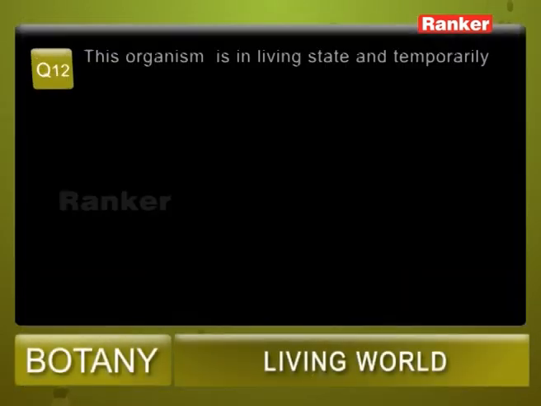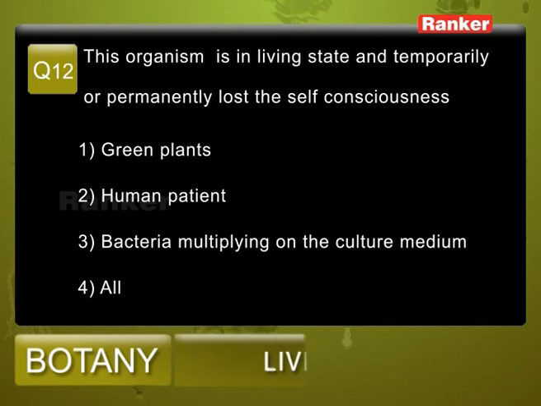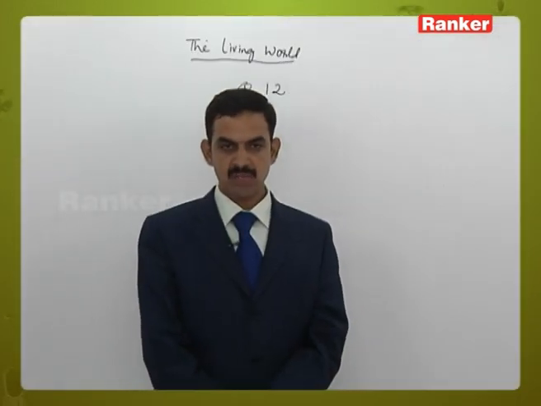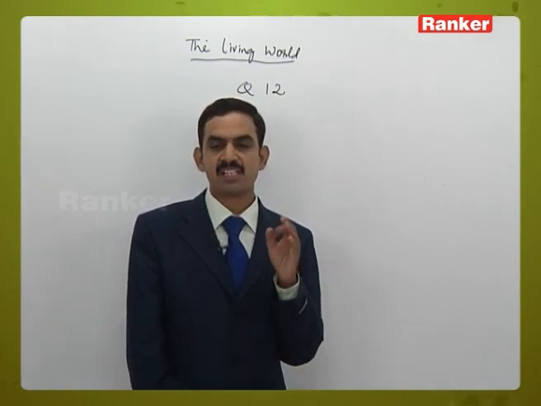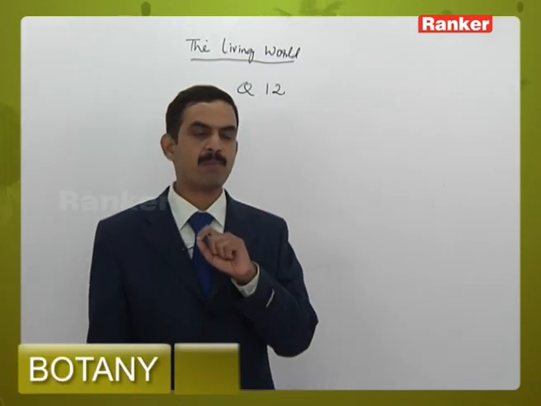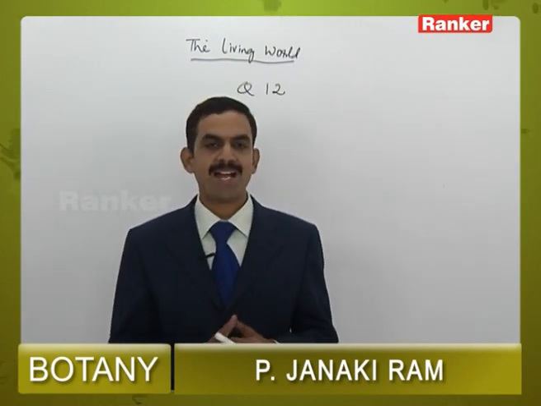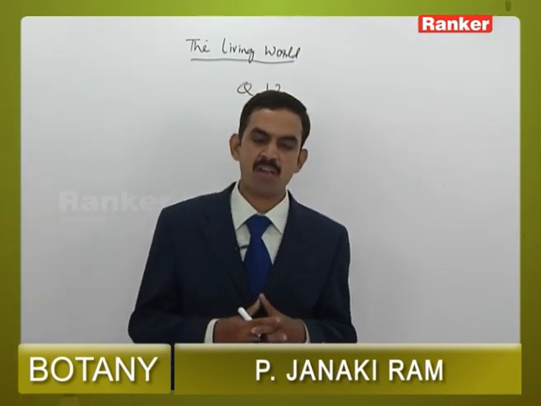Question number 12, the organism is in a living state and temporarily or permanently lost self-consciousness: 1 green plants, 2 human patient, 3 bacteria multiplying on the culture medium, and fourth one is all. Here, self-consciousness is there only for human beings. Green plants nowhere contain self-consciousness, so leave that one. And third one, bacteria multiplying on the culture medium: prokaryotes like bacteria also do not have self-consciousness.